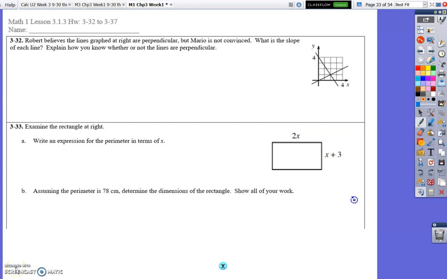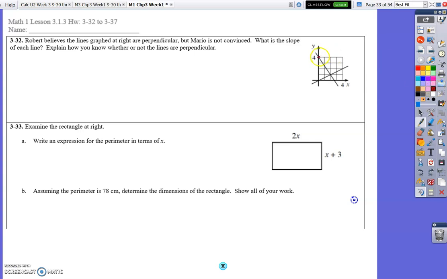So in this video, I'm going to give you some hints for tonight's homework assignment. So we have this first one, problem 32. Robert claims that the lines on the right are perpendicular, which they totally appear to be. Mario's not convinced. You need to determine the slope of each line, so I put some dots on it.